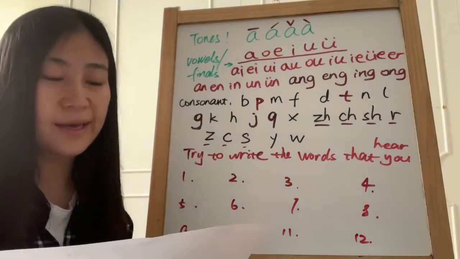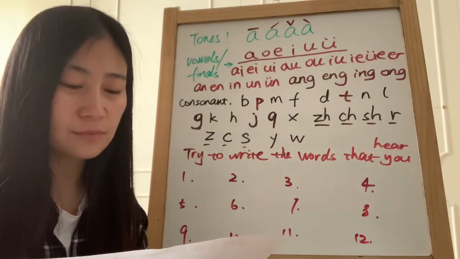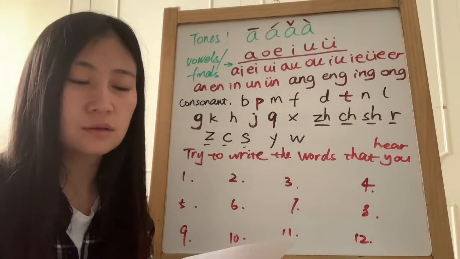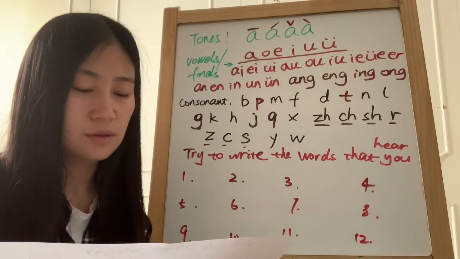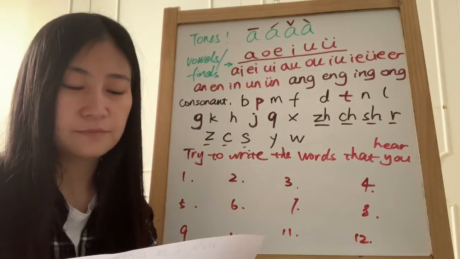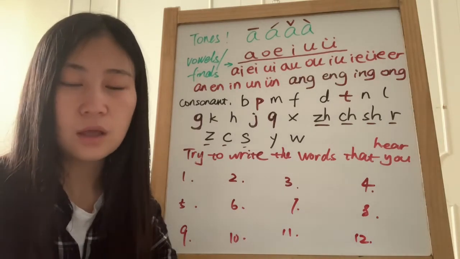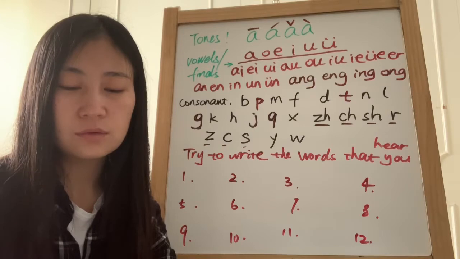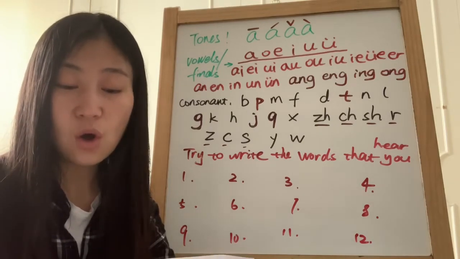Number 5, 门户. Listen, which N? 门户. Next, 月光. Next, 悦耳. Next, 问好. Next, 豆儿.